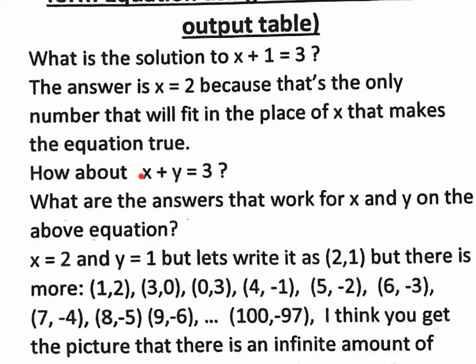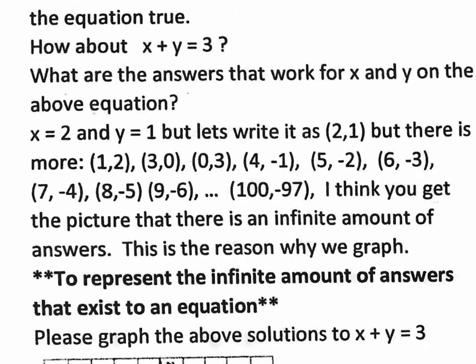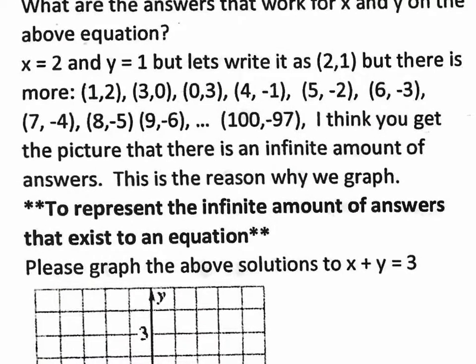Okay? How about x plus y equals 3? When we have two variables, well, there are many answers that work, right? You could say x equals 1 and y equals 2, because 1 plus 2 is 3. Or maybe x equals 3 and y equals 0, because 3 plus 0 is 3. Or maybe 4 plus negative 1. Or maybe 5 and negative 2, or 6 and negative 3, and 7 and negative 4, and so on and so on. Or maybe 100 and negative 97, or 1,000 and negative 997, right? How many answers are there? There's an infinite amount of answers. And that's what I explained down here, that there's an infinite amount of answers. 1 and 2, 3 and 0.